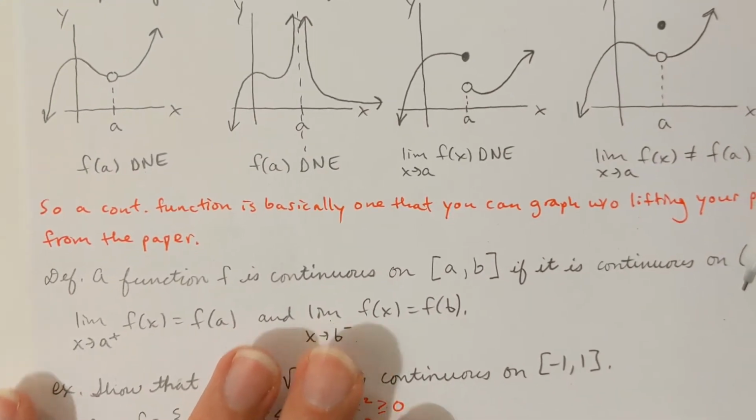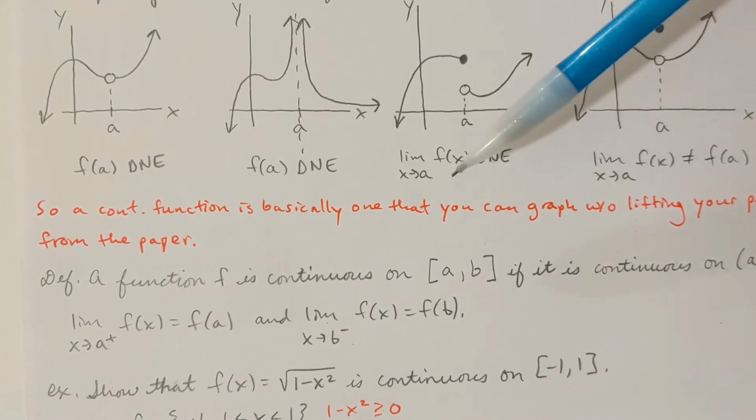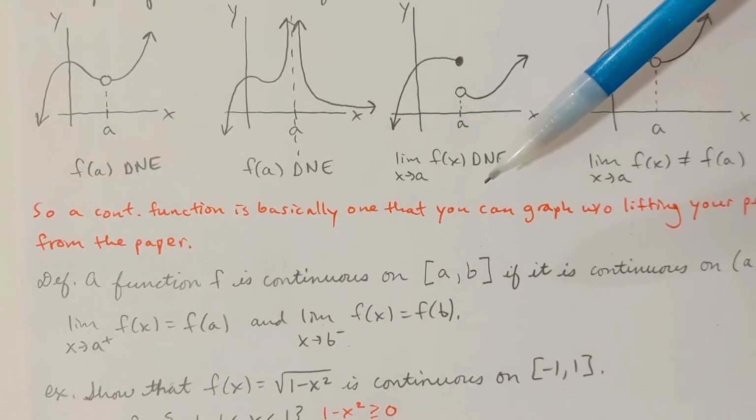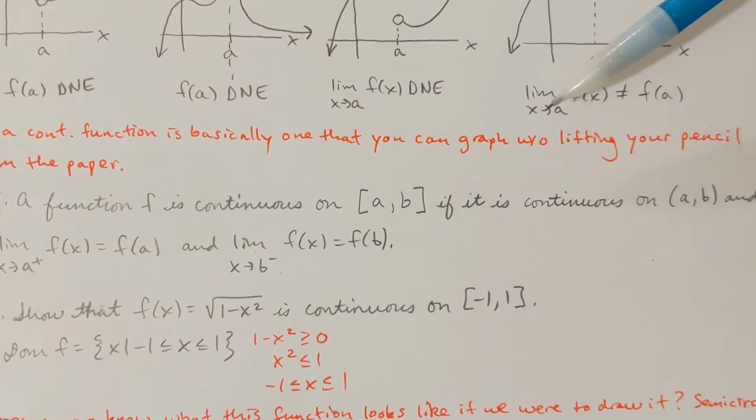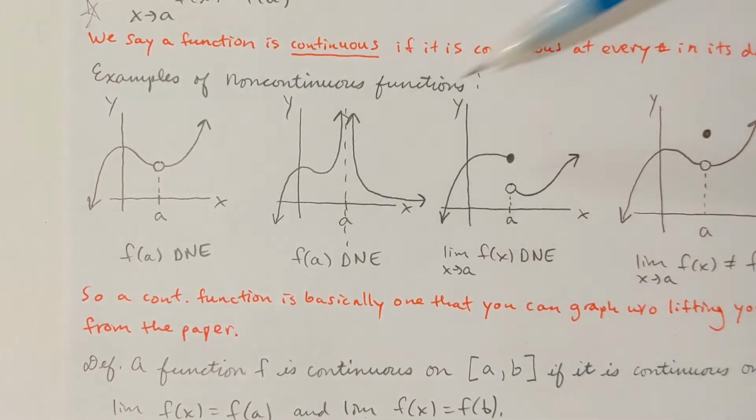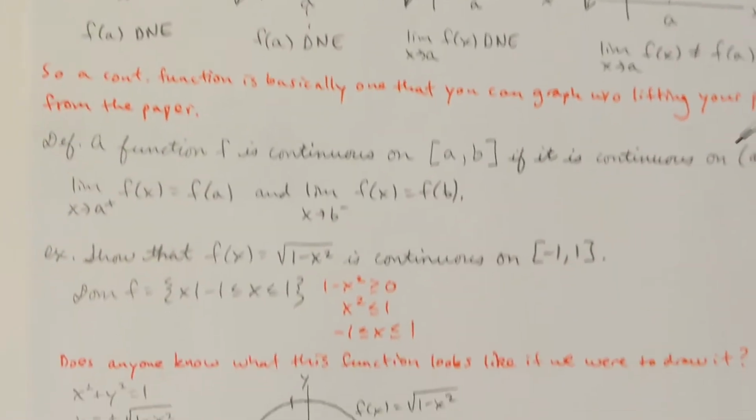Now, a very easy way to describe continuity to somebody is basically saying that you have a situation where you can graph a curve without lifting your pencil from the paper. Anytime you've got to lift the pencil from the paper, there's going to be a discontinuity.